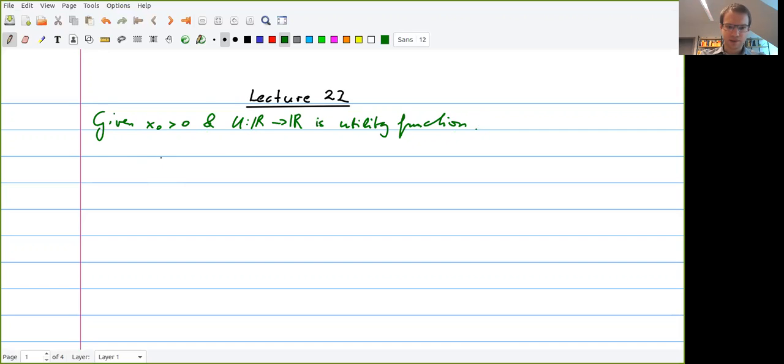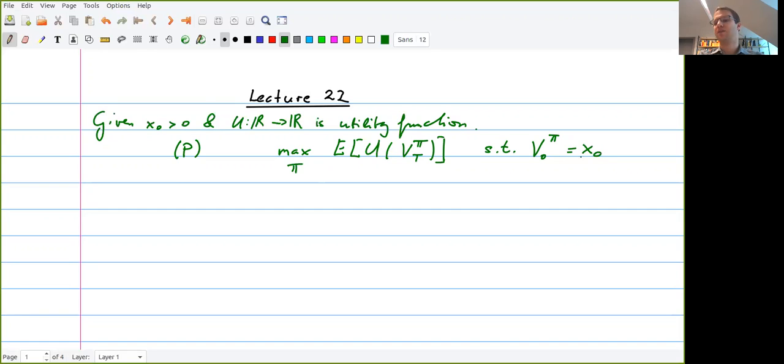Then we wanted to study the optimization problem, usually denoted by P. So we wanted to maximize the expected utility of our terminal wealth, allowed to maximize over all these investment policies, which we have defined last time, such that we have the linear constraint here that at time 0, we are only allowed to invest the money we have. So the initial capital x0.